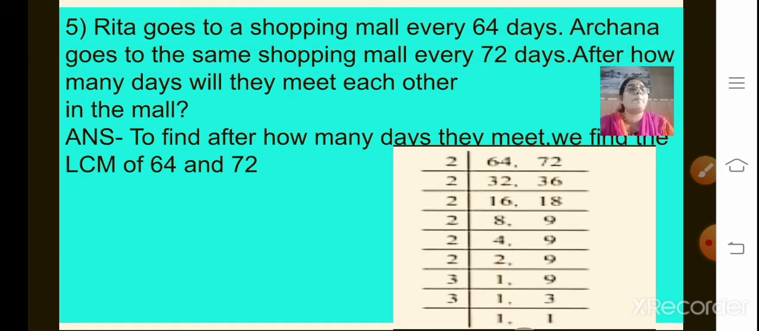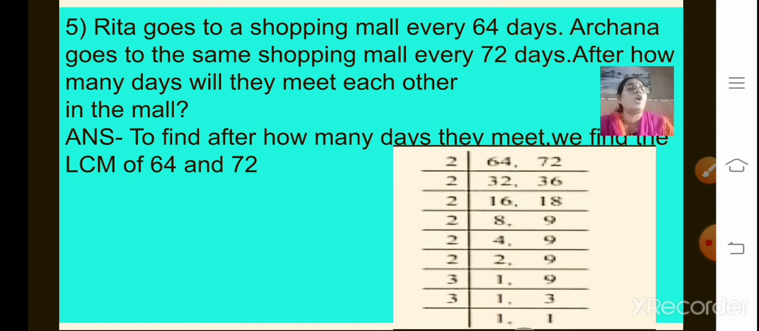So coming to the next sum. Rita goes to a shopping mall every 64 days. Archana goes to the same shopping mall every 72 days. Here the actions are occurring again and again. That is, she goes to the shopping mall every 64 days and Archana goes to the shopping mall every 72 days. After how many days will they meet each other in the mall? We have to find the number of days when they will meet each other.